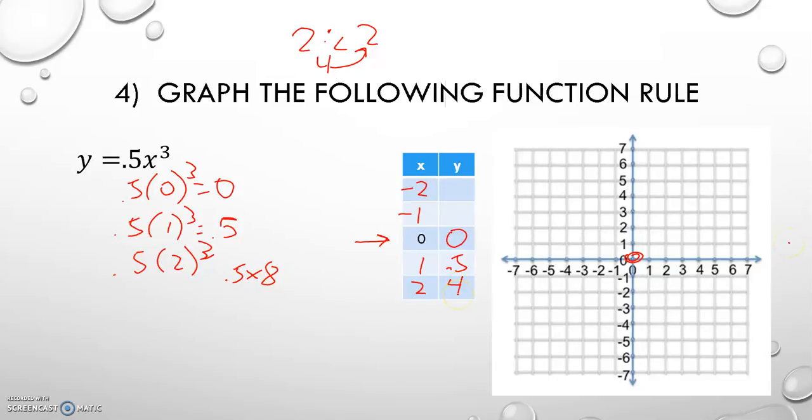So if I plug in, let's say, negative 2, it's going to be 0.5 times negative 2 to the third. Negative 2 to the third is the same thing that I had up here, except these 2's are negative. Negative 2 times negative 2 is positive 4, but positive 4 times negative 2 is negative 8. So this is going to give me negative 8 right here.